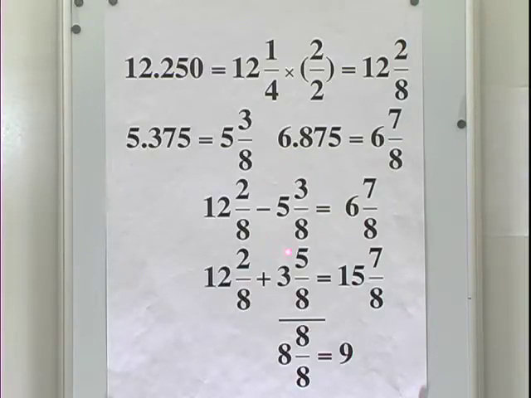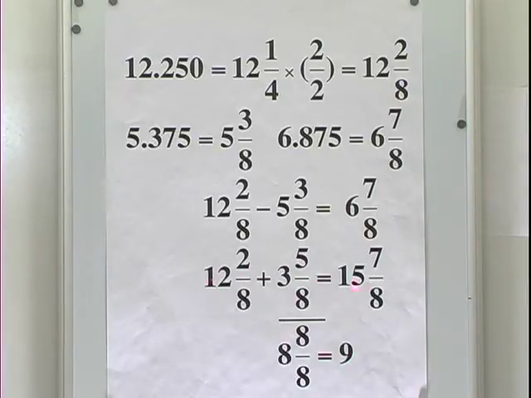I must find the nines complement of this subtrahend, 5 3/8. So I'm going to add a 3 to that 5, I'm going to get an 8. I want to add 5 to this 3, and that'll give me an 8. 3 5/8 added to 5 3/8 is equal to 8 8/8, and that's another way of writing 9. So 3 5/8 is the nines complement of 5 3/8.